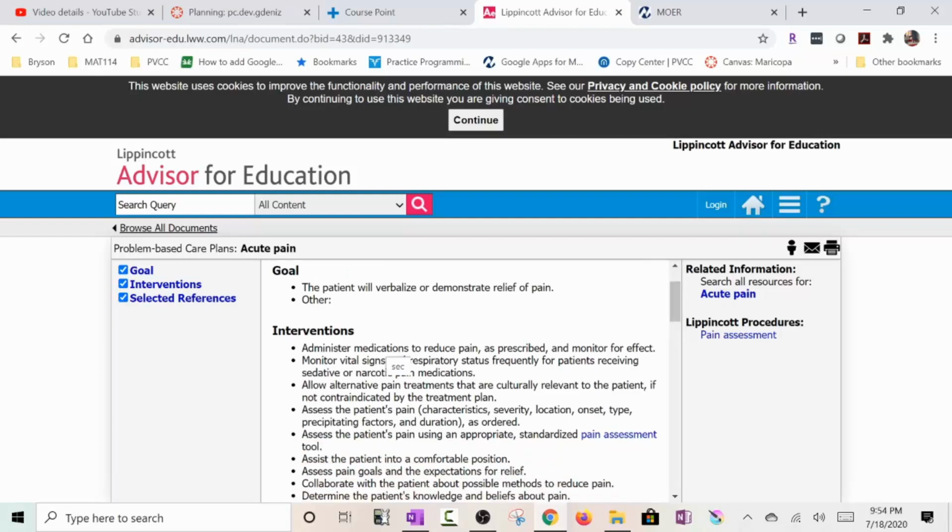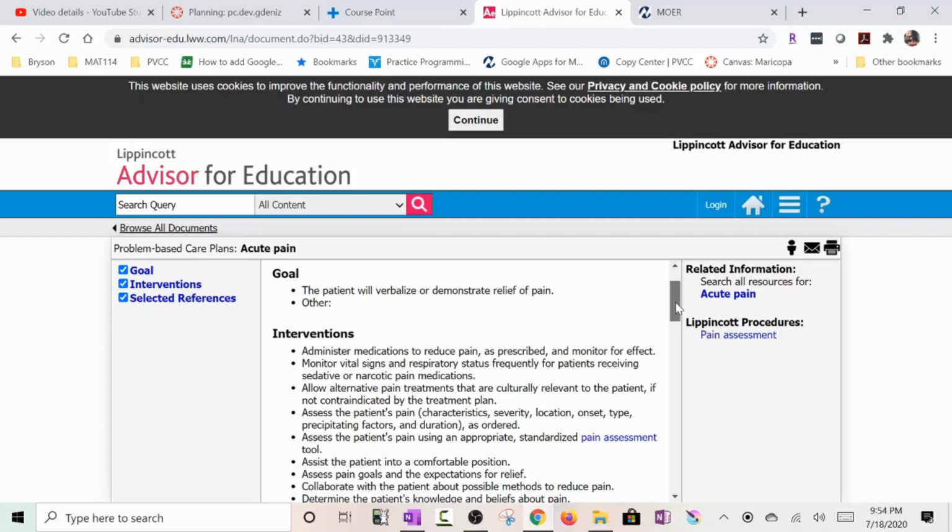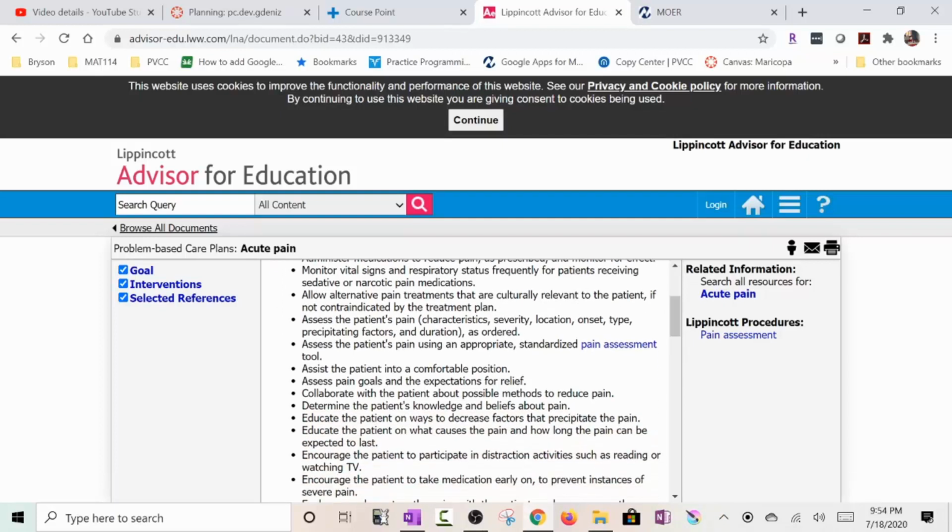Maybe we administer medications to reduce pain, monitor vital signs and respiratory status, allow alternative pain treatments that are culturally relevant. We might assess the patient's pain. We kind of talked about that before. Assess the patient's pain using an appropriate pain assessment tool. Assist the patient into a comfortable position. So we talked about repositioning. There's a lot here that we can do. Here's our distraction right here, such as watching TV.